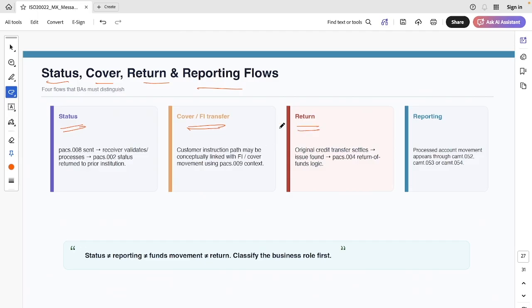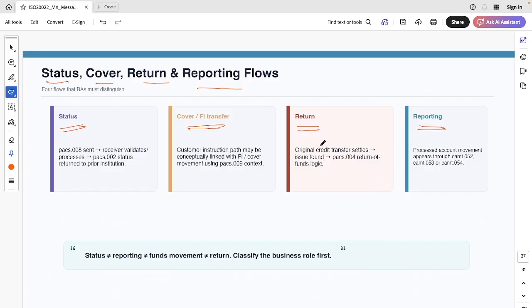A return flow answers what happens when the original credit transfer has been settled or processed, but funds need to come back because an issue was found. This is where your PACS.004 logic becomes important. A reporting flow answers what account entries or debit credit notifications are visible after processing. This is where your CAMT messages come into the picture.